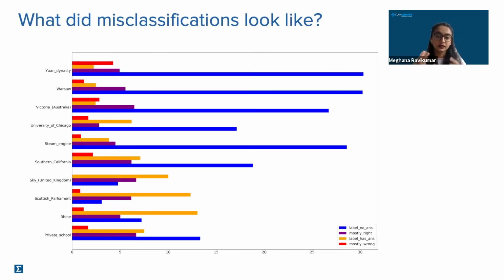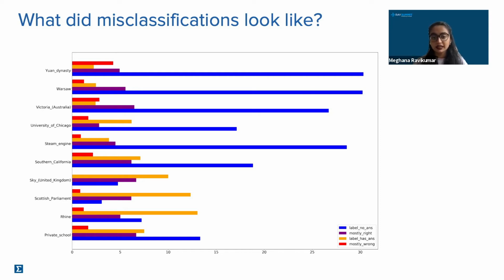To understand really what's going on, we're going to categorize misclassifications into 4 different categories. Mostly right: the model is off by just a little, by either including more context words or things like punctuation. Mostly wrong: the model has gotten the answer completely wrong. Label no answer: the model predicts an answer despite it being unanswerable. And label has answer: where the model predicts no answer when the question is answerable.